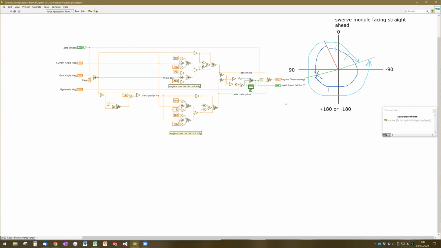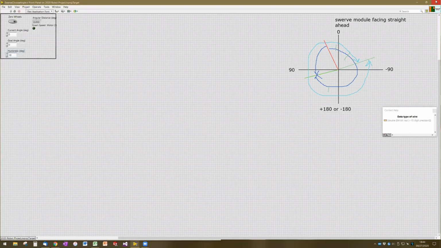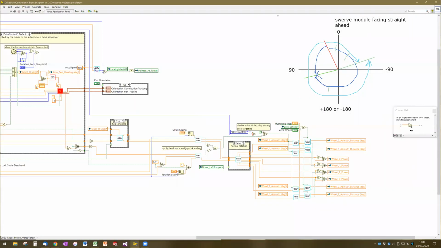Okay. Any questions or comments about choosing the angle, this sub VI here? Okay. Let me close that.